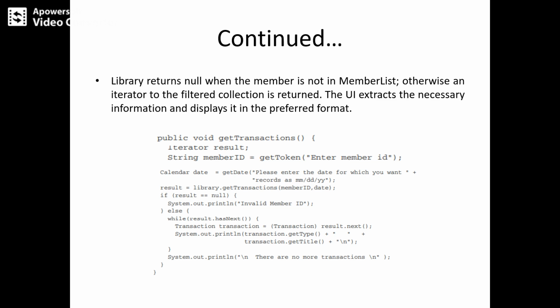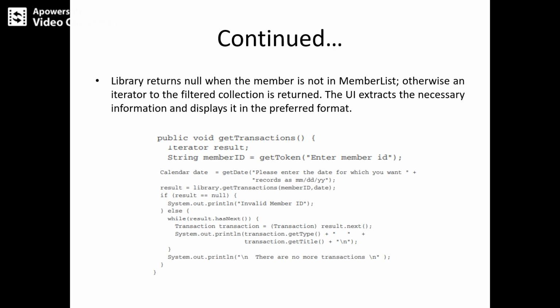So if result equal to null, this condition we need to check because it is a validation. Validation is very important. How are we going to check that validation? If result equal to null, we need to use system.out.println to print "invalid member ID". This is the case where we need to check whether we need to enter a valid member ID.